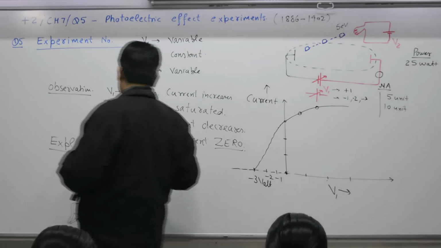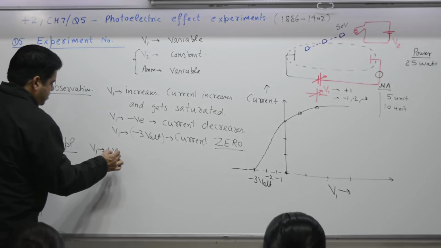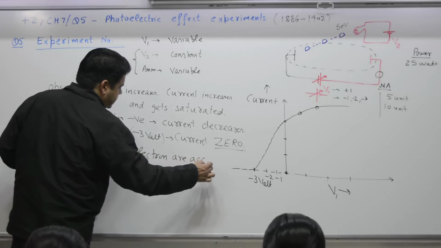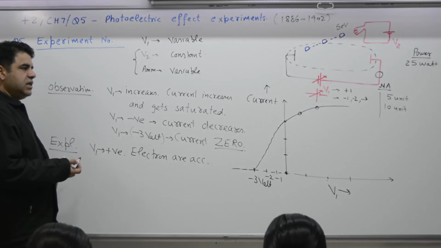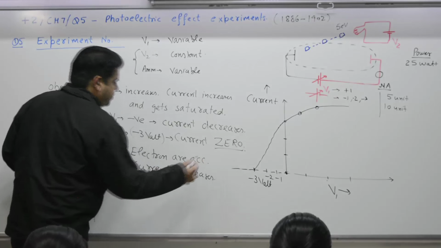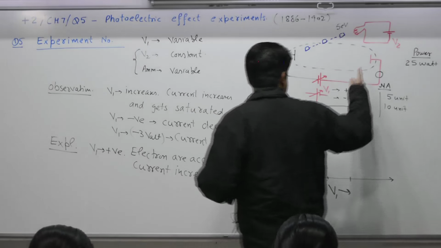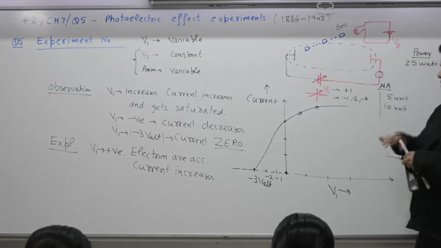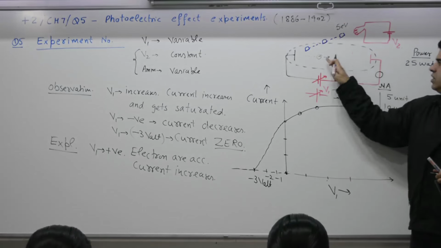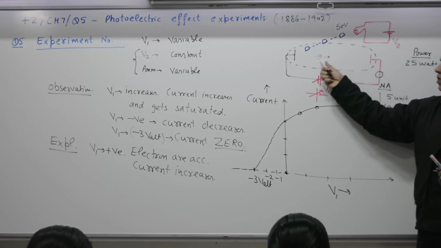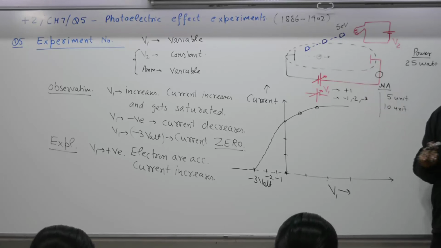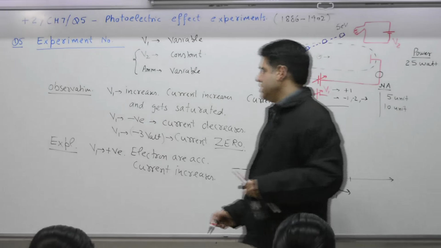So when V1 is positive, electrons are accelerated. That is why the current increases. When you make it negative, minus 1, minus 2, minus 3, then these emitted electrons are retarded. This negative plate will oppose the electron. So when it is minus 1, the number of electrons reaching the surface will be less. When it is minus 2, the number of electrons will further decrease. When minus 3, no electron reaches the surface.